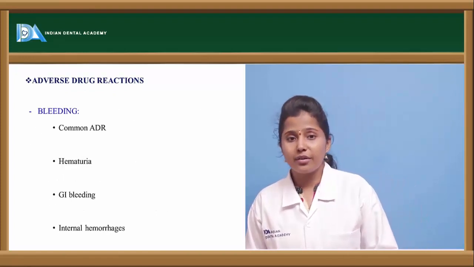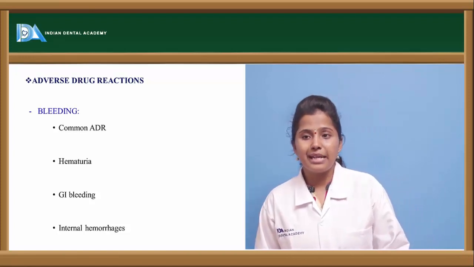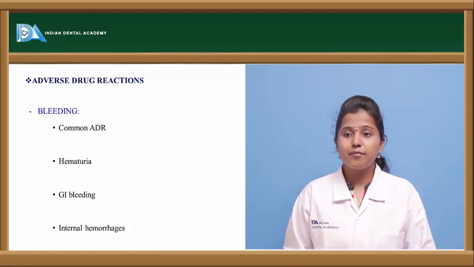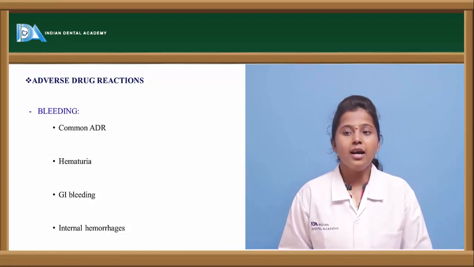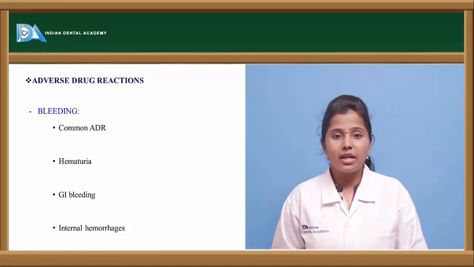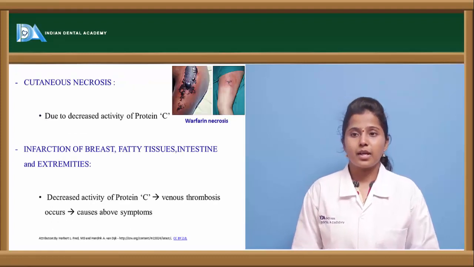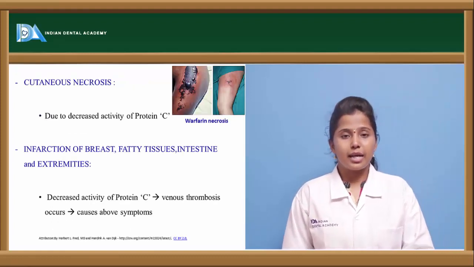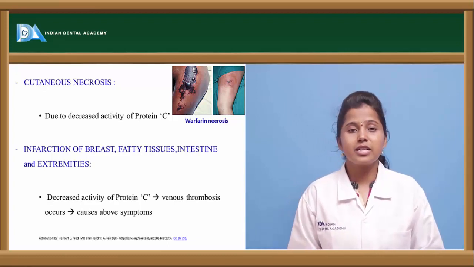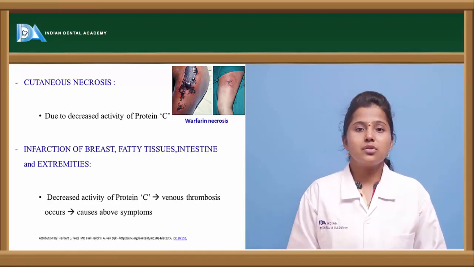What are the adverse drug reactions of warfarin? Warfarin causes excessive bleeding. When warfarin is given in overdose, it causes excessive bleeding in the gastrointestinal area and internal hemorrhages. In the organs, there may be internal hemorrhage if warfarin is given in excess dose. The other one is cutaneous necrosis. If the skin gets damaged or injured, then bleeding occurs. If warfarin is given, it causes cutaneous necrosis.